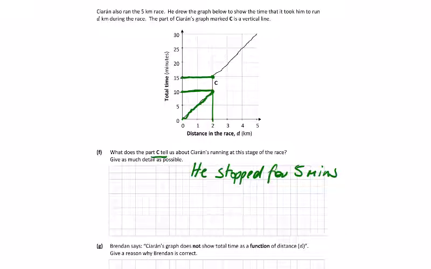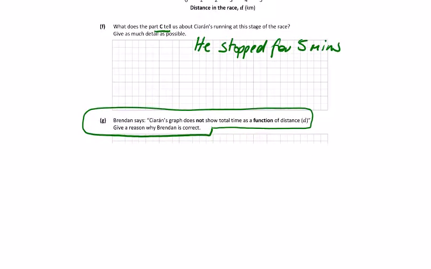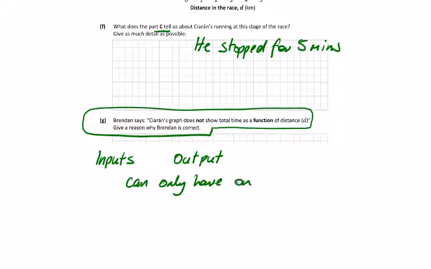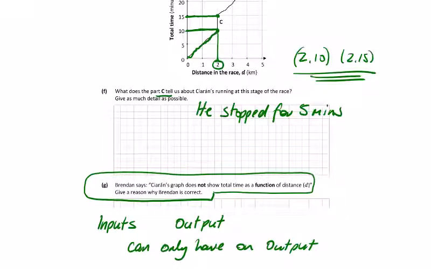Brendan says Kieran's graph does not show total time as a function of distance. Give a reason why he's correct. So we've talked before about inputs and outputs. An input can only have one output. And if you input 2, you get 2 answers, 10 and 15. So you can add this too, so therefore it can't be a function of distance.